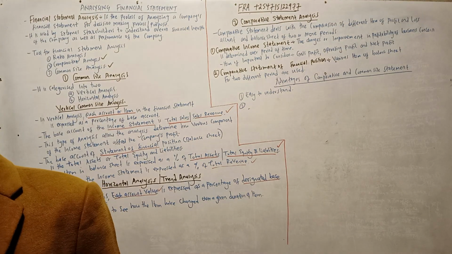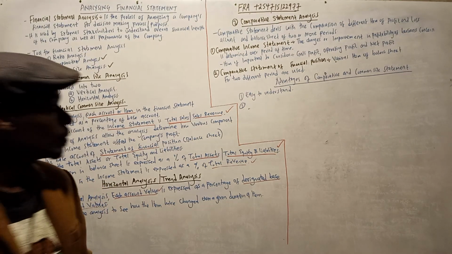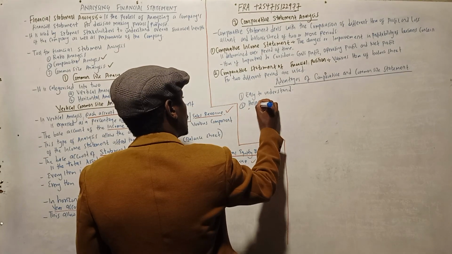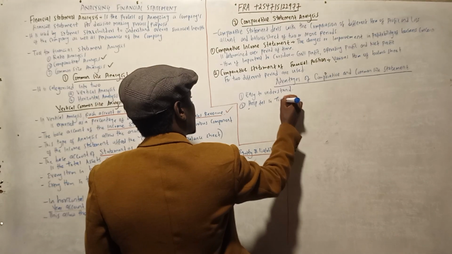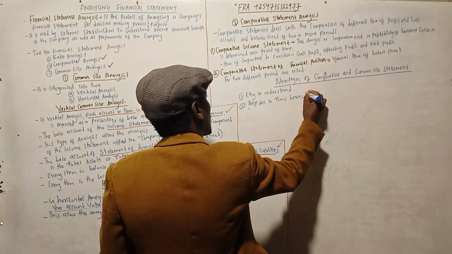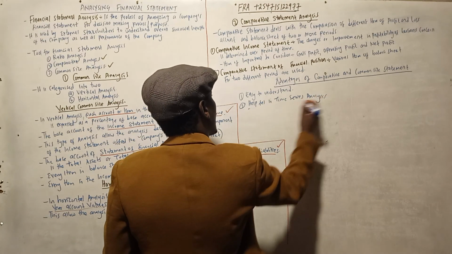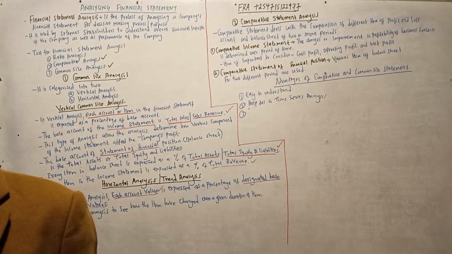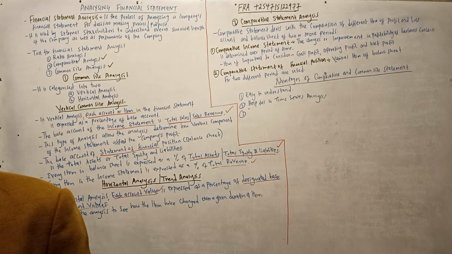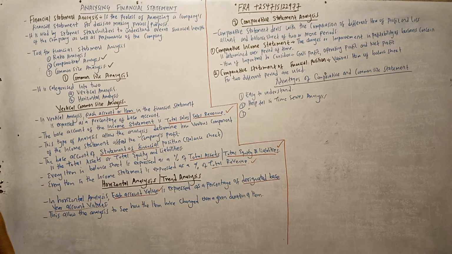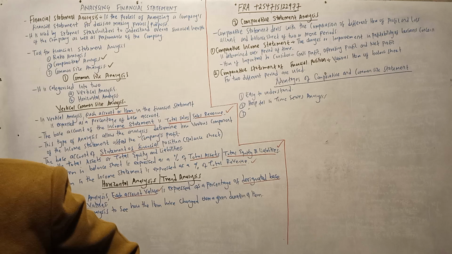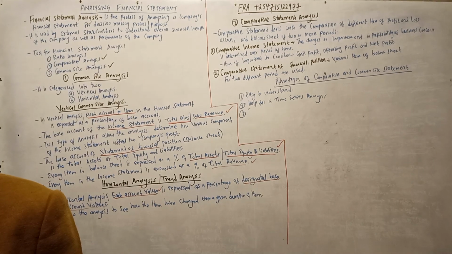Number two, it is helpful in time series analysis. It means that the common size statement helps the analyst to find out the trend relating to the percentage shares of each asset in the total asset in a given period. In short, it can tell you the trend.